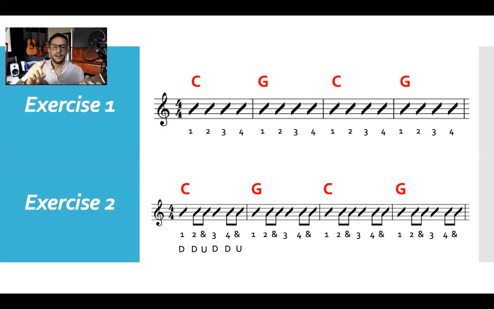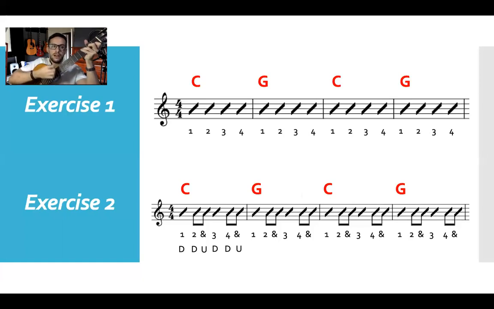Okay, now as you can see in the bottom part, I have these D's and U's. The D's mean down, and the U means up. So it's down, down, up, down, down, up, down, down, up, down, down, up. Every time you say down, you do a downstroke. Every time you say up, you do an upstroke.